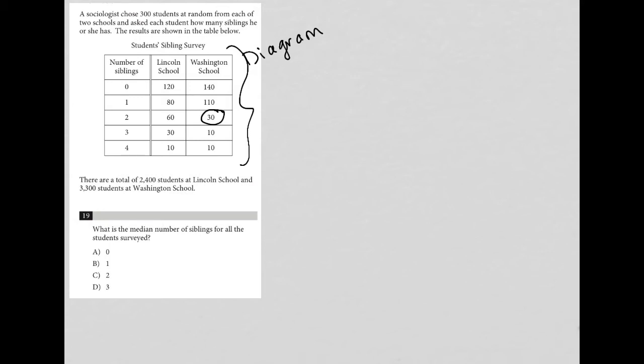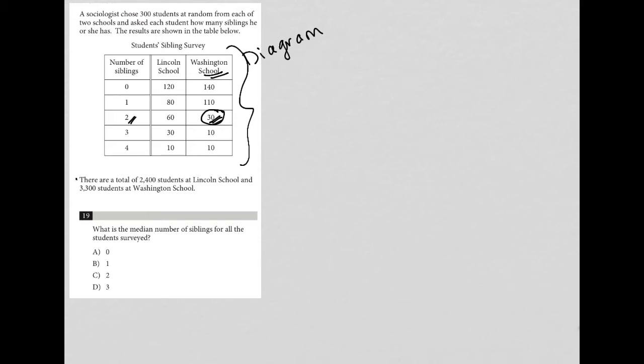So it looks like this 30 here, based upon what I just read above, is telling me that there are 30 students who attend Washington School and have two siblings. Okay, so I think I understand the table.